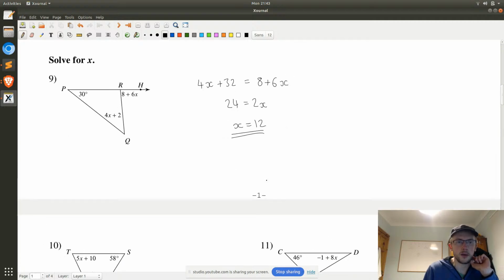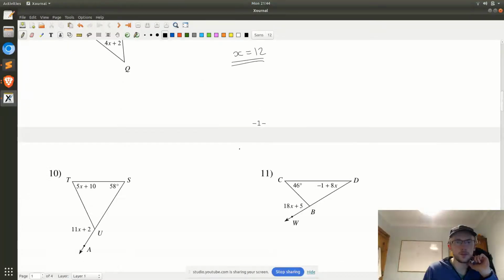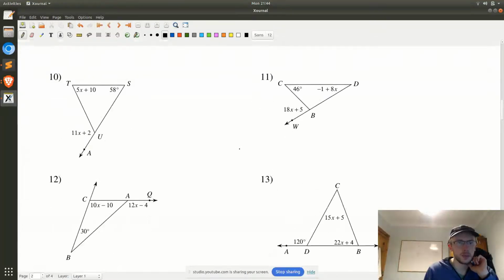The exterior angle theorem makes explicit what I already believe. This exterior angle here is the sum of these two interior angles here. Similarly, 11x add 2 equals 5x plus 68. So 6x equals 66. So x must be 11.